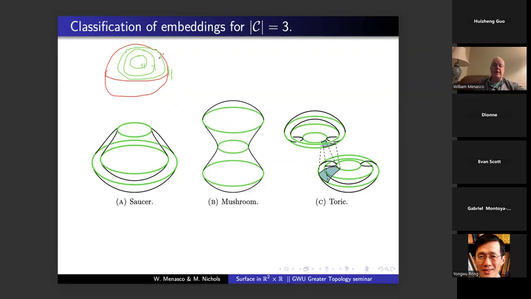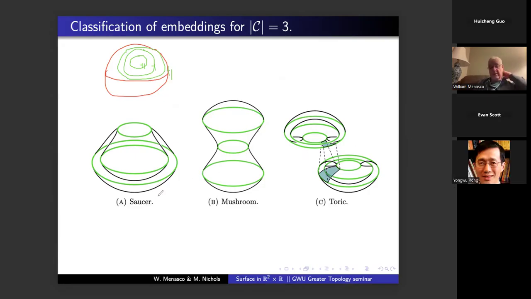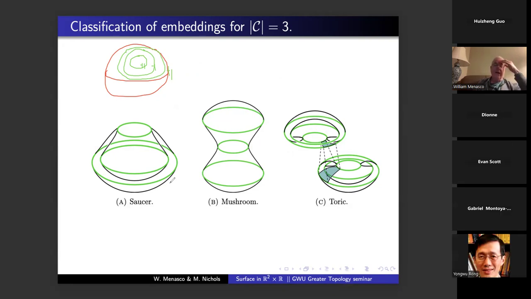So how many different ways can you take this configuration and put it in three space? Well, it takes a little bit of argument, but there's exactly three. And we gave names to them. This one was called a saucer.